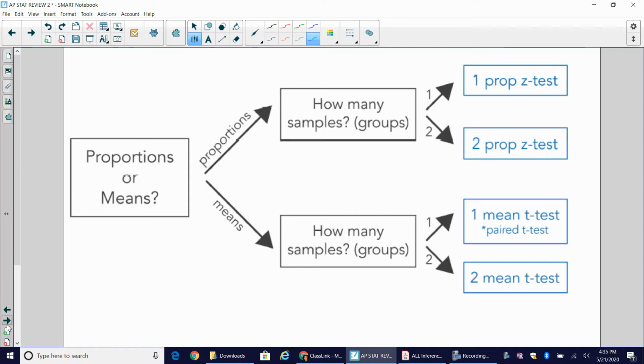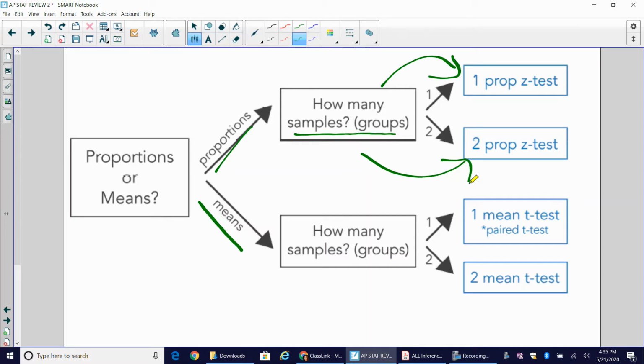All right, the next thing we're going to get into is how to know which inference to run, okay? So going back to the start, you have to determine, well, are you working with proportions or are you working with means? Then once you have that figured out, so you realize you're working with p's or p hats, you have to say, well, how many samples do I have? How many groups are there? Do I just have one sample? Then I'm doing a 1 prop z test. If I have 2, then I'm doing a 2 prop z test.